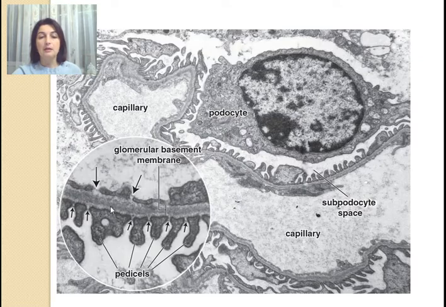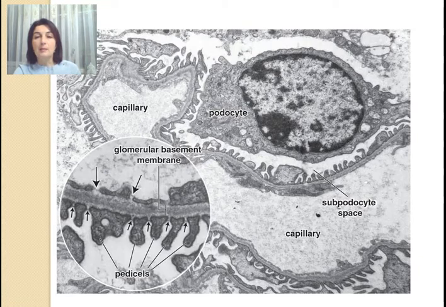Lamina rara, or lucid layers, include mainly glycoproteins and proteoglycans, perlecans, which are rich in heparan sulfate, and heparan sulfate, as we know, is rich in negatively charged ions. So these heparan sulfates will prevent passage of negatively charged ions through the filtration slits.